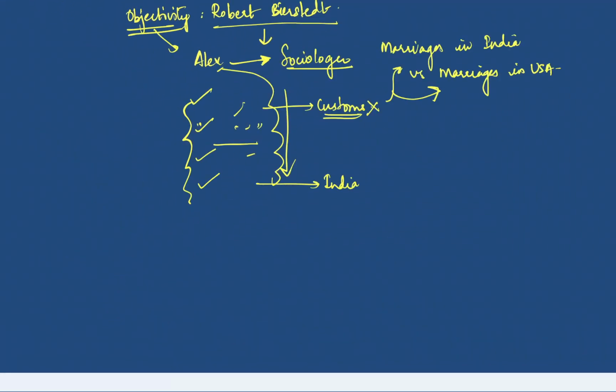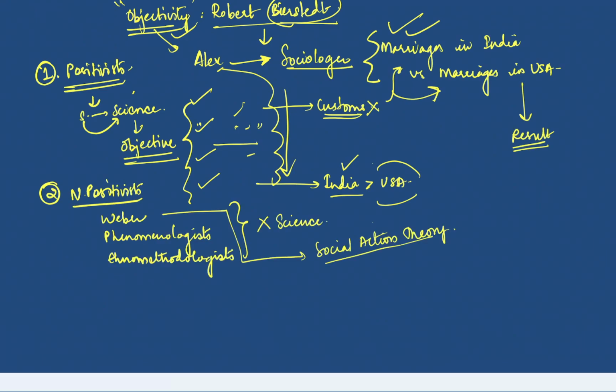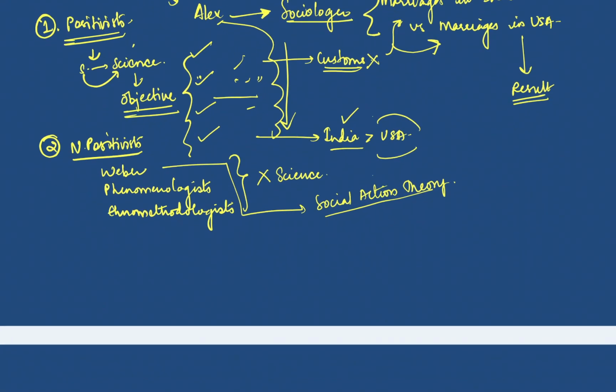So next, what we are going to understand here is a different perspective called the critical researcher's perspective on objectivity. So we did positivism, we did non-positivism, and now we'll do the critical researchers.